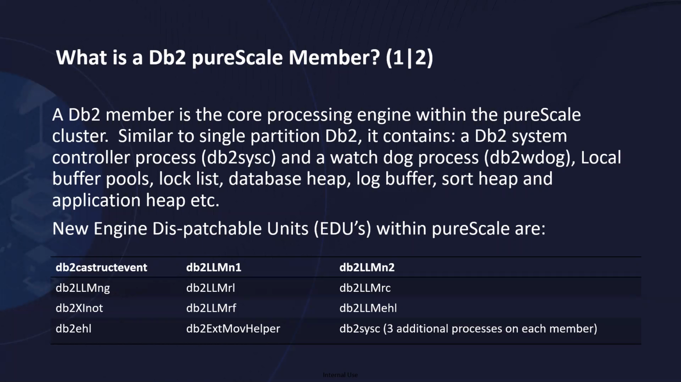Then we do have other EDUs such as DB2 LLM1, LLM2. These are the ones which are global lock managers. So in pureScale, we have a local lock manager, which is on every single member, and a global lock manager, which is sitting on the CF, right? So that's where the additional engine dispatchable units come into play. We're going to be talking in detail about these in our subscription-based crash course, okay?